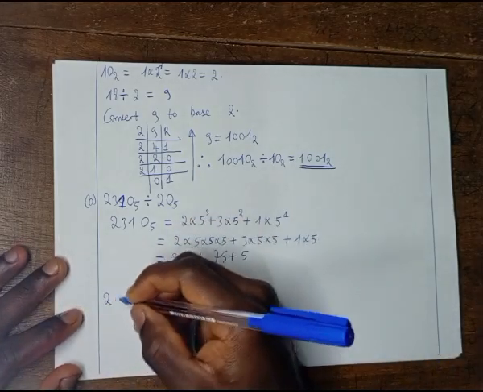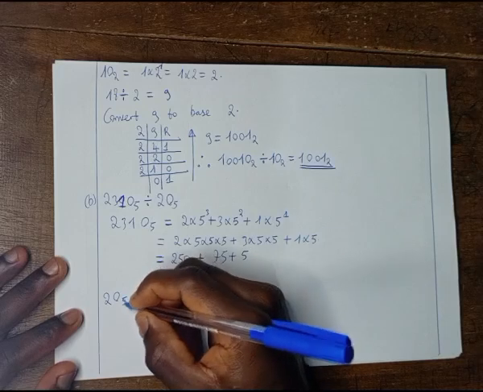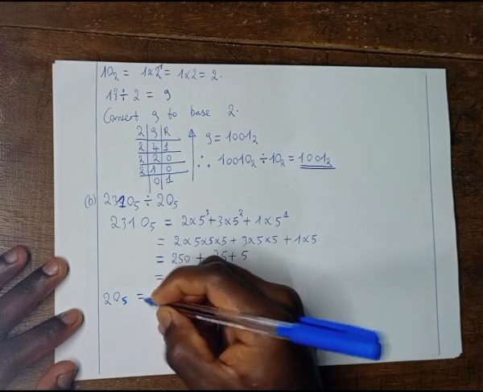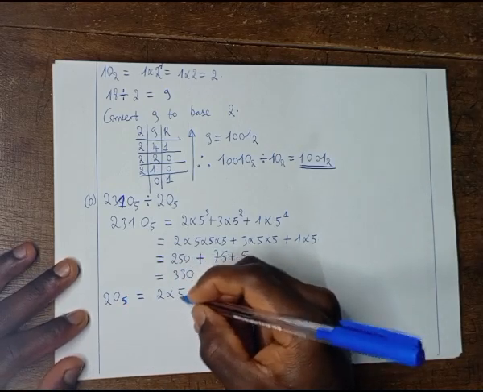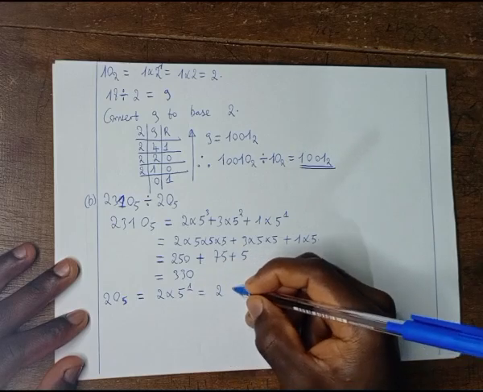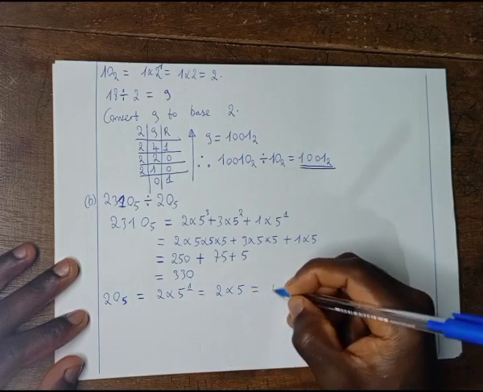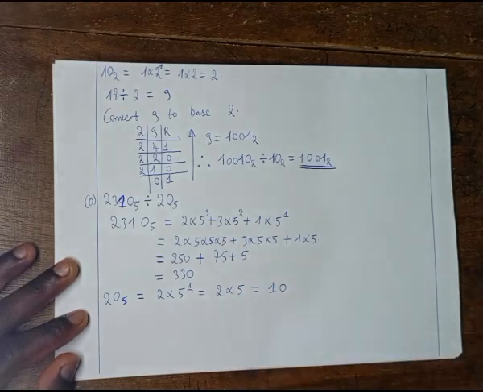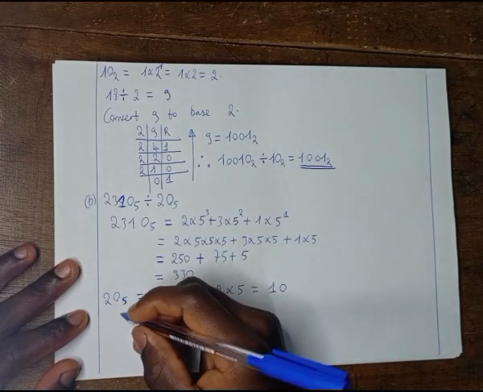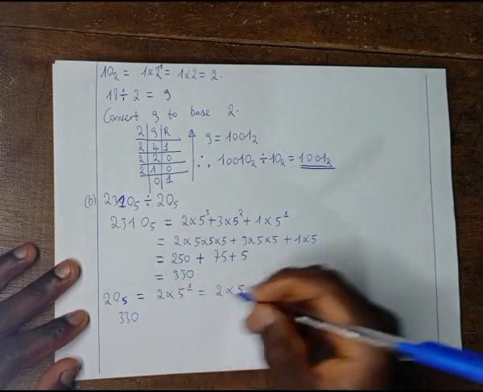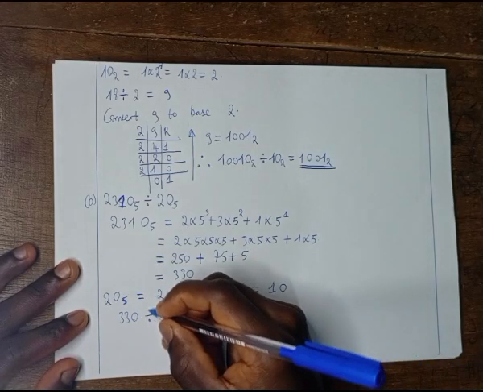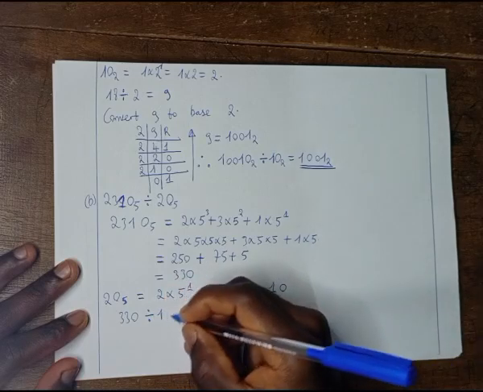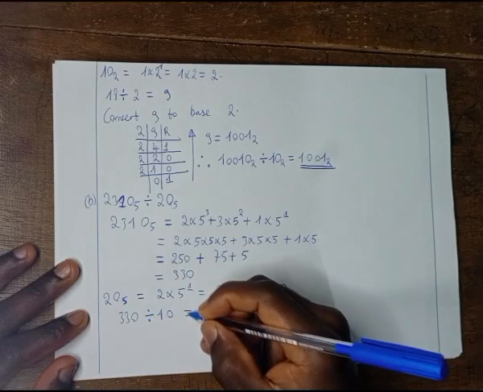Next, if we take the number 20 in base 5, we convert this number to base 10. This will give us 2 times 5 raised to the power 1, which is simply 2 times 5. 2 times 5 gives us 10. Next, now we have to divide the number 330 divided by 10.